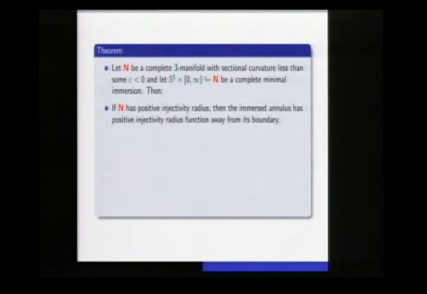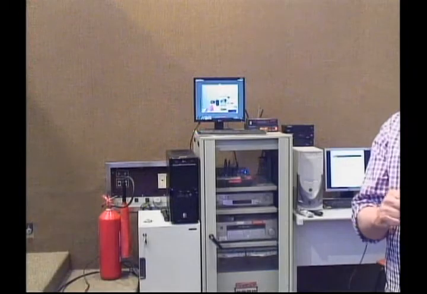Well, the first thing is if N has positive injectivity radius, like hyperbolic three-space, it's simply connected, for example, it would have that property, then the immersed annulus has positive injectivity radius function. I probably didn't write it right. The immersed minimal annulus has positive injectivity radius function away from its boundary. What I mean is at the boundary, the injectivity radius function is identically 0.